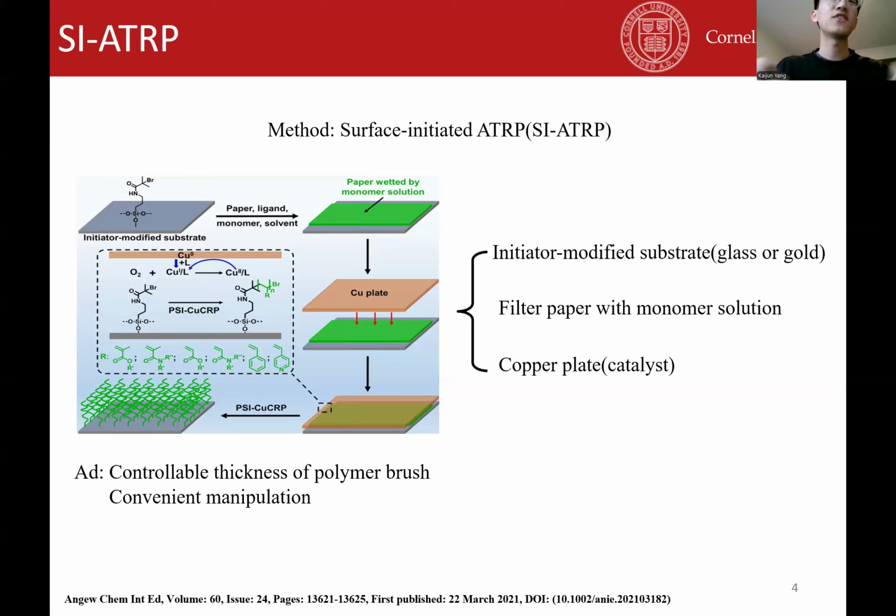Therefore, the advantages of SI-ATRP are really obvious. First, it has a controllable thickness of polymer brush. By controlling the polymerization time, we can control the thickness of it. The more time we do the polymerization, the more thickness we will get. Also, it's really convenient to manipulate. We just need to dip our filter paper in the monomer solution, put it on the copper plate, and cover it with the initiator substrate. The process is really easy to manipulate, even for beginners.